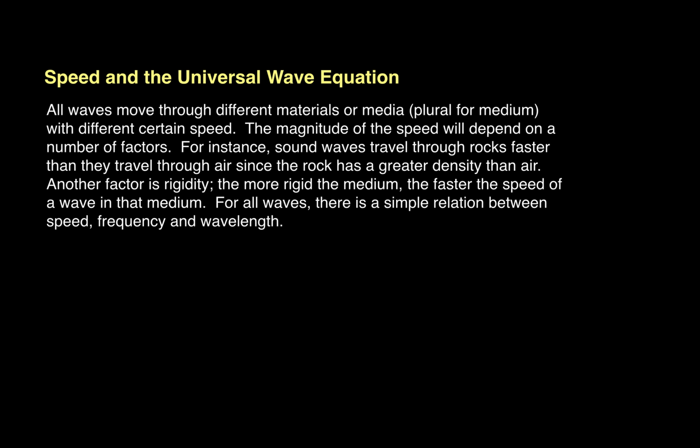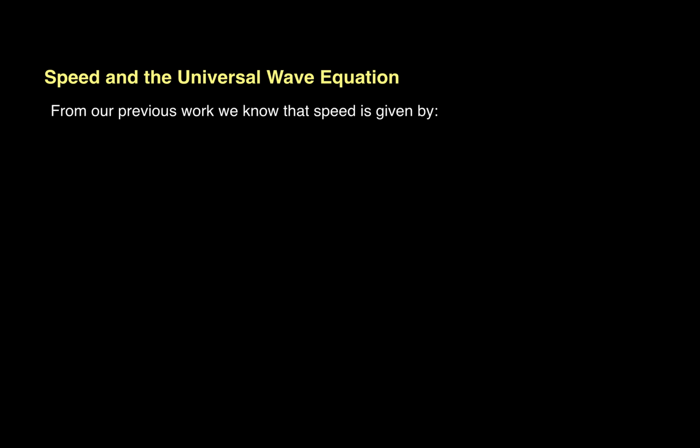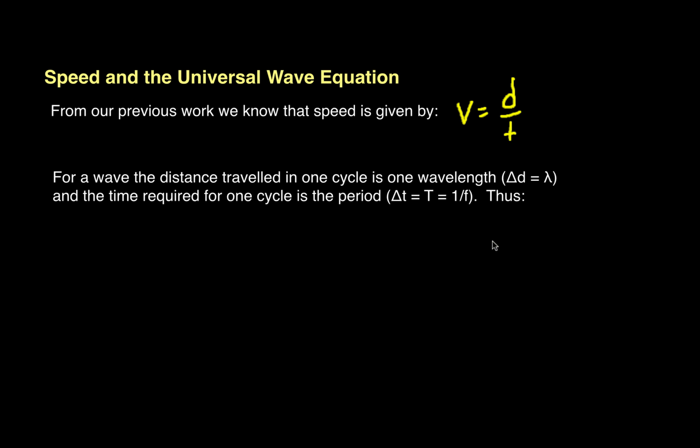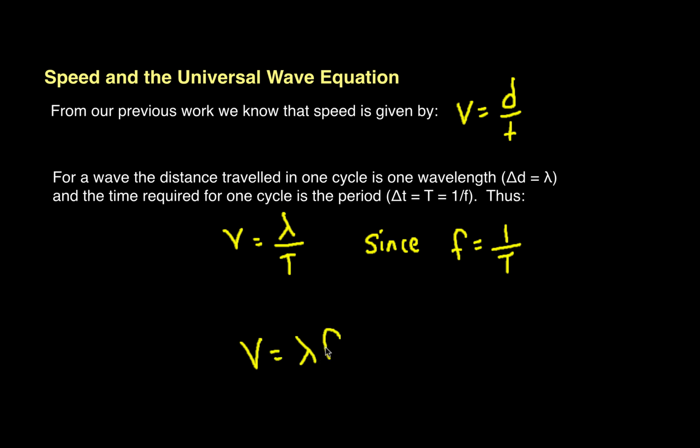For all waves, there is a single relation between speed, frequency, and wavelength. This is called the universal wave equation. From our previous work, we know that speed is given by v equals d over t. For a wave, the distance traveled in one cycle is a wavelength, and the time required for one cycle is the period. Thus, the velocity of the wave is given by the wavelength divided by the period, or, since f equals 1 over the period, the velocity of a wave is given by the wavelength times the frequency: v equals lambda times f.